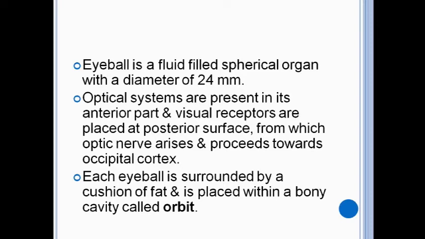And from the neural system, the optic nerve arises and transmits signals from the optical system. Now, each eyeball is surrounded by a cushion of fat, and it is present inside the bony cavity called the orbit. So, eyeball, then you have your orbit.